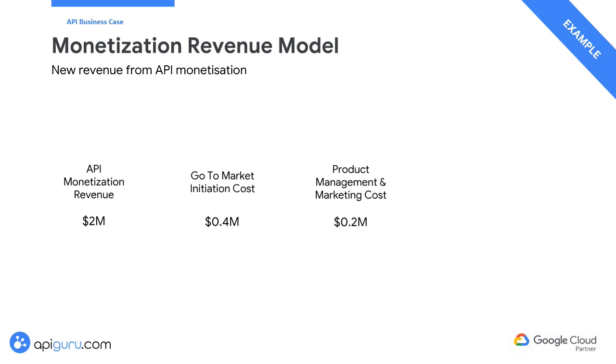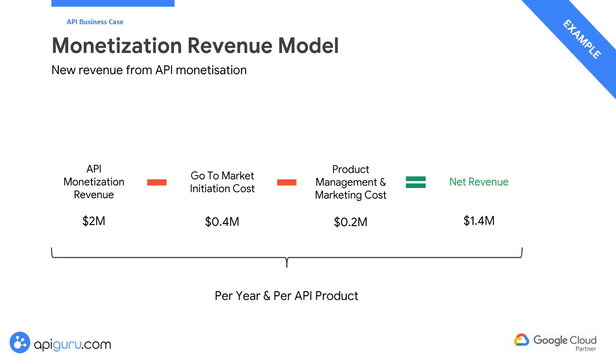Now let's consider the product management and marketing costs. In our example, these total $2.5 million. They encompass ongoing costs for managing the API product, continuous marketing efforts, customer support, and other resources needed to maintain and grow the API business. So starting with the API monetization revenue of $2 million, we subtract the go-to-market initiation cost of $0.4 million and the product management and marketing cost of $2.5 million. That leaves us with a net revenue of $0.9 million.